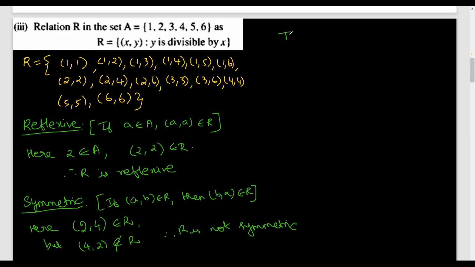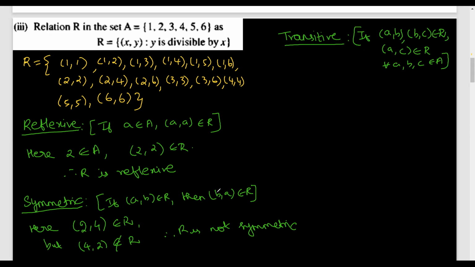Next for transitive: if (a, b) and (b, c) belong to R, then we should have (a, c) belongs to R, for all a, b, c belonging to the set A. That I had forgotten to mention here. For all the elements a, b belonging to set A, here we have mentioned a belongs to A, isn't it? So here we'll choose in that way.